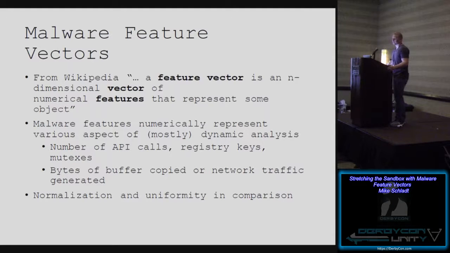Now, of course, you run into some issues that we're going to have to deal with. Maybe you're going to count the number of strings, and that's important for a particular malware family. They usually have 10,000 strings or something, but they only make 2 DNS queries. Well, maybe those 2 DNS queries are just as important. Obviously, you're going to need to do some sort of normalization in that case. You can also do things like the bytes of a buffer copied or bytes of network traffic generated. And then the last bullet there says normalization and uniformity in comparison.